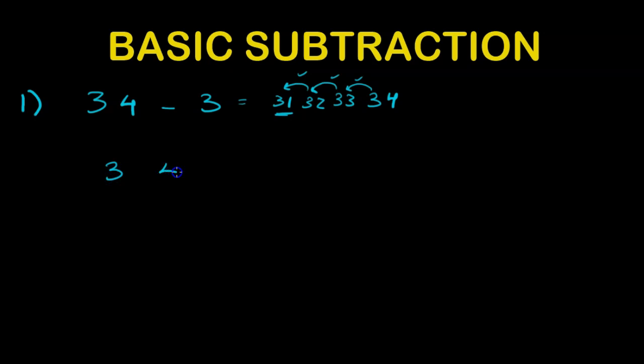Another way is I can write it down vertically using my place value. So this is ones, tens, this is ones. So I put ones underneath ones and tens underneath tens. Empty space I can fill up with 0. So now I just have to subtract the respective place values, means ones with ones and tens with tens. So I would do 4 minus 3, which is a 1. 3 minus 0, which is a 3. And I got the same answer as I got here.